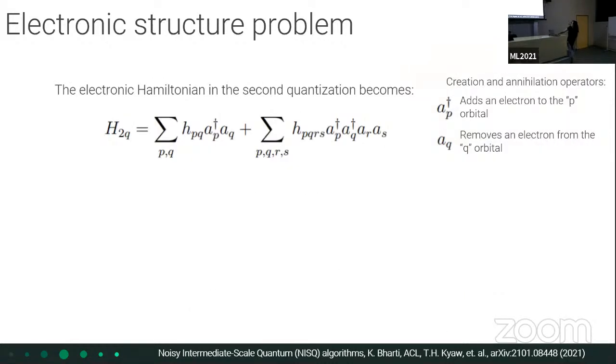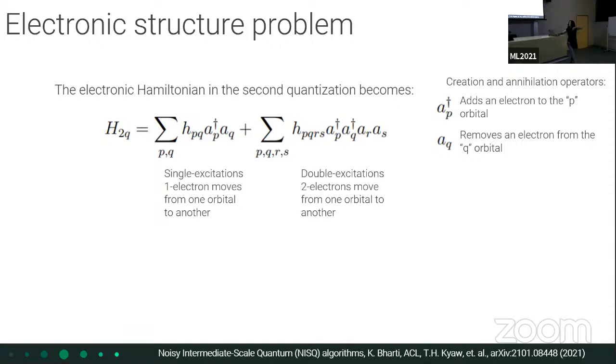So in the end, it looks like this, with creation and annihilation operators. The first part is the single excitations, which means one electron moves to another orbital. The second is the two-electron excitations. And we technically have more and more. At some point we truncate because it becomes too complicated, or we just don't need that precision.